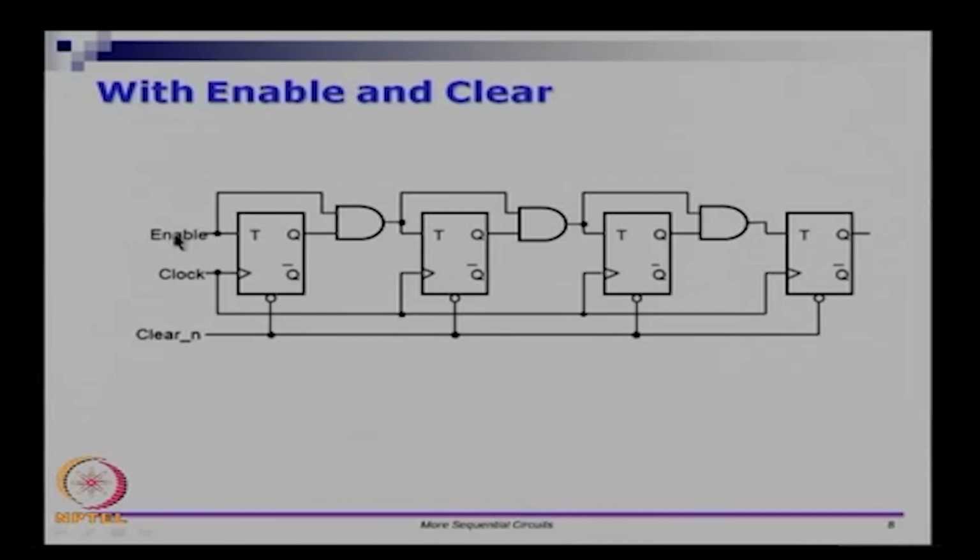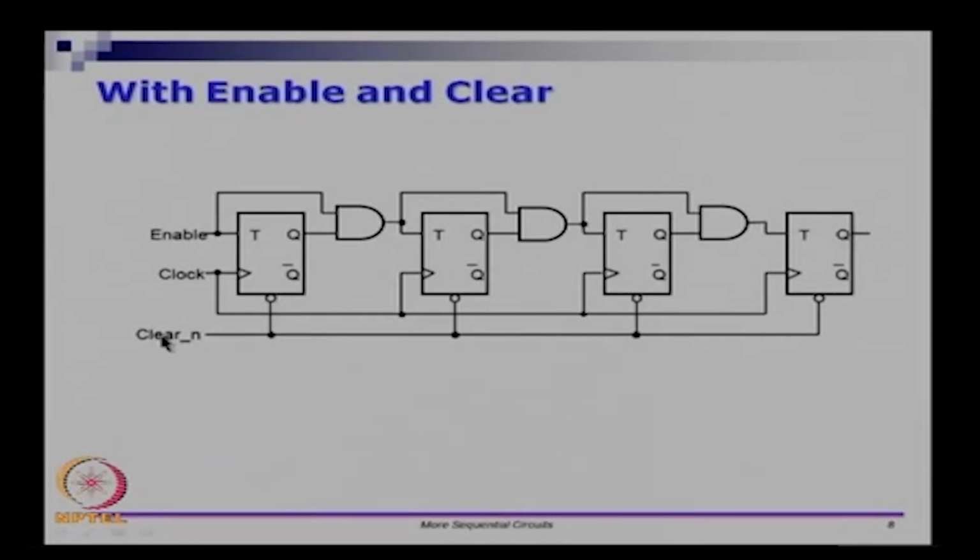If enable is 1, then this T is 1, and earlier we had all this AND anyway, right. So that will remain the same. However, if enable is 0, all the toggle inputs will be at 0, which means the counter will not count, right. So, this is not going to count.